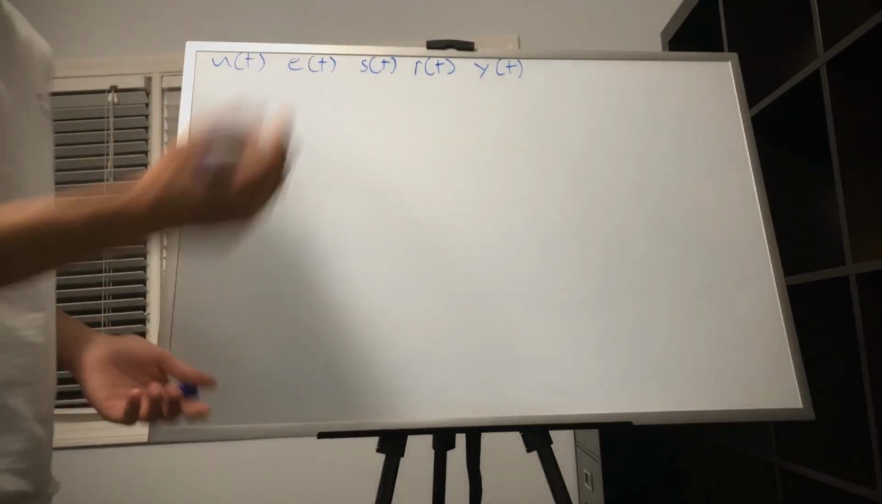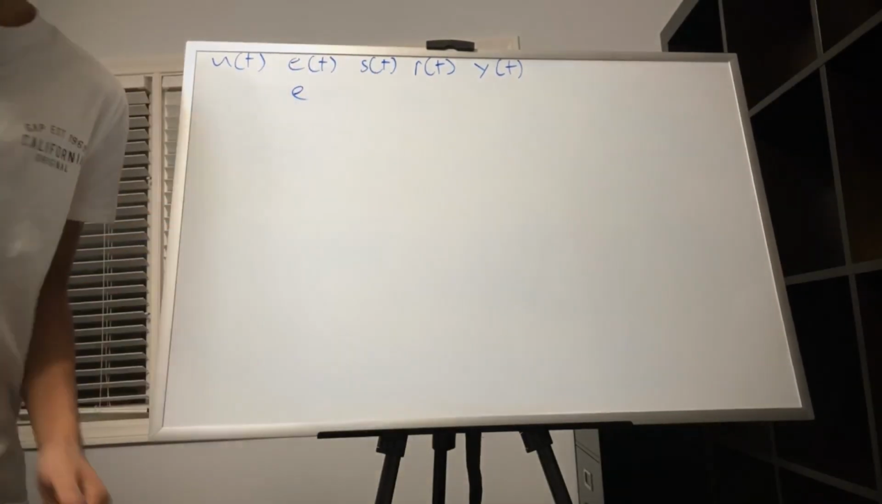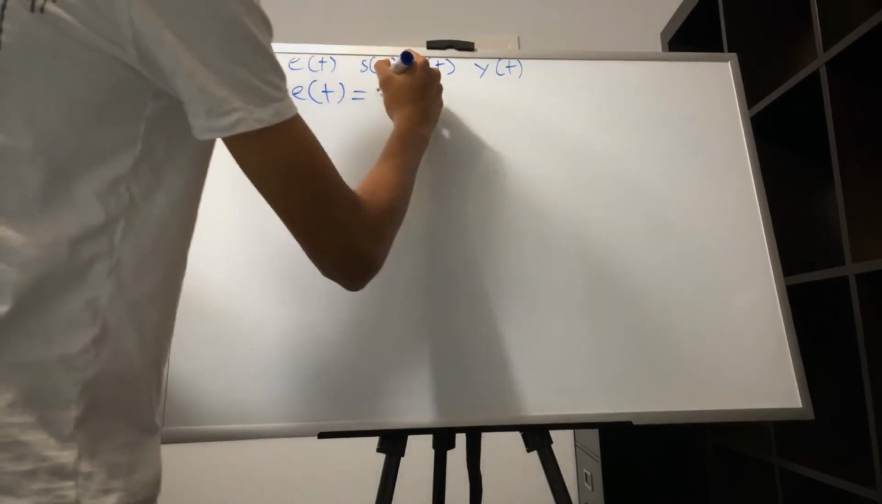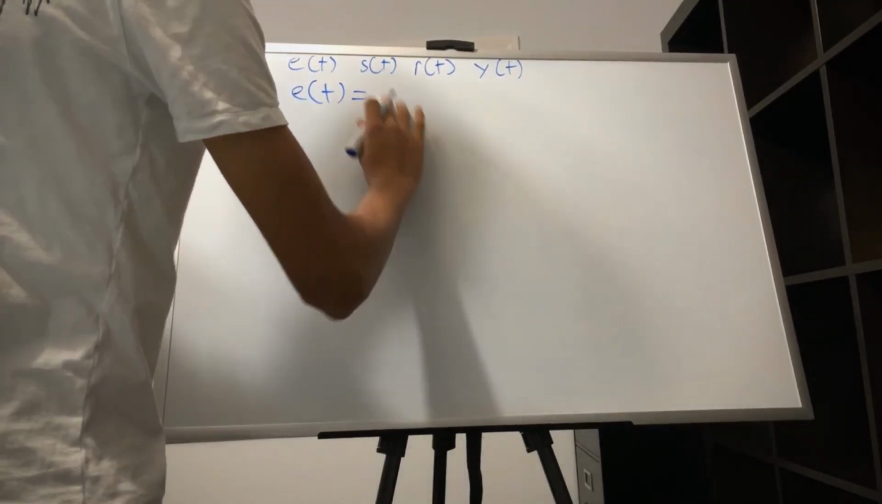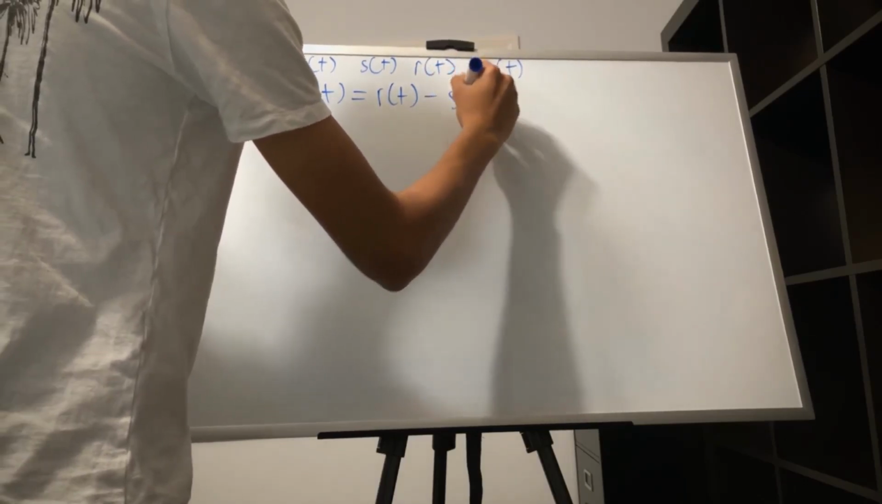If we remember from the start of the video, I defined error, so our E of t, as being E of t equals R of t, which is our set point, minus current position.